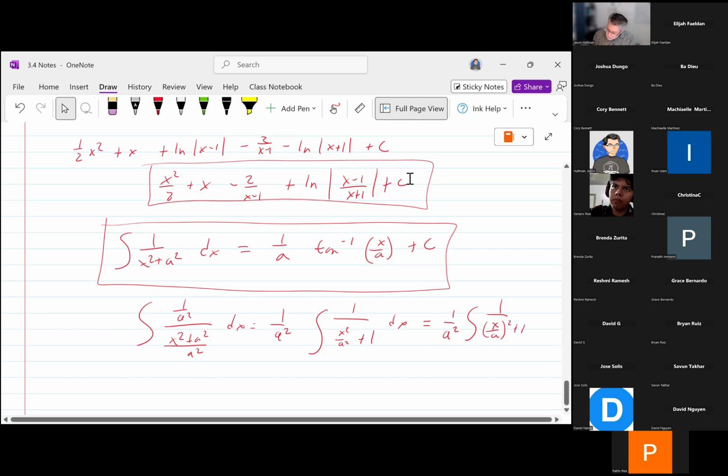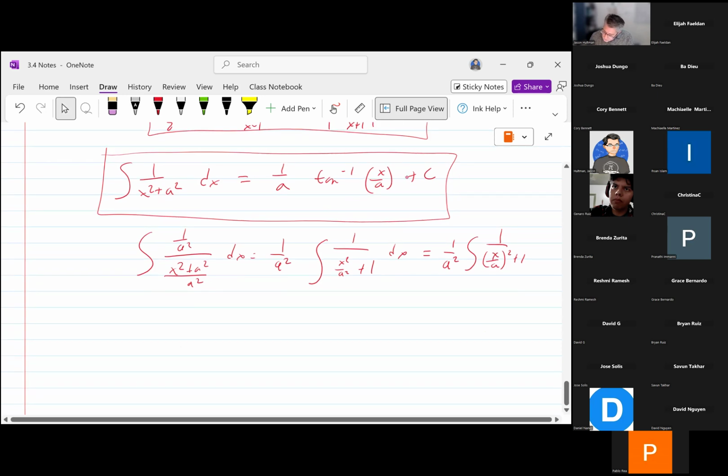squared plus 1, which is the inverse tangent on the inside here with a u substitution of 1 over a x. So this thing here, we would say, oh, that's u is equal to 1 over a times x. So what would du be? Du would be 1 over a dx, which would make what? Which would make a du equal to dx.